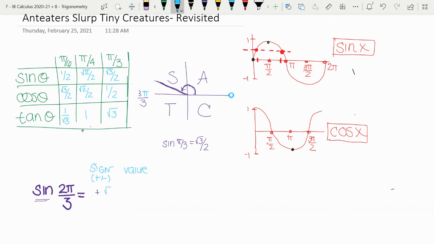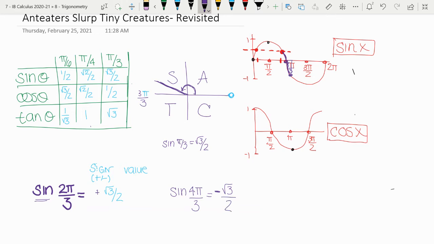Positive rad 3 over 2, done. If I asked you, what is the sine of 4 pi over 3? What I'm doing is counting by those increments of pi over 3, but now I'm going past pi. This is 3 pi over 3, so if you envision it, 4 pi over 3 would be here. It's going to be a negative value, but the distance is going to be the same. So it'll be negative rad 3 over 2.